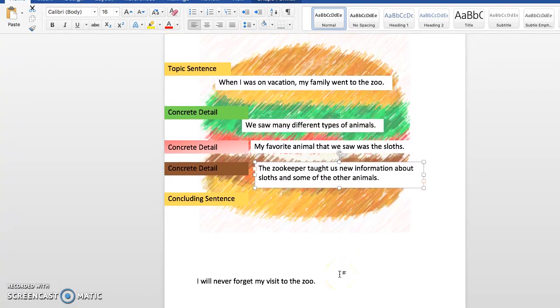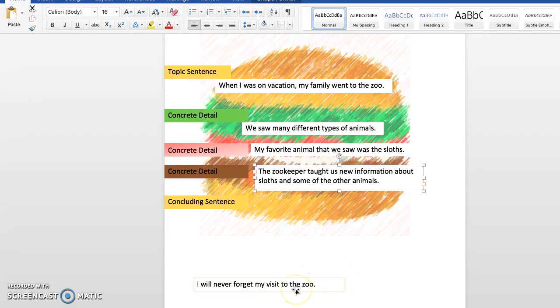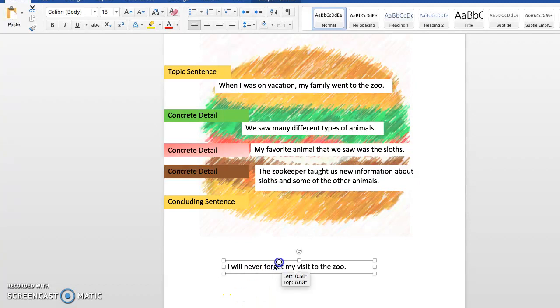Now for the concluding sentence, obviously we only have one more option. I will never forget my visit to the zoo, but notice how this kind of wraps everything up. Because of all of these different concrete details, this is why this person will never be able to forget the visit to the zoo, so it's the best fit.